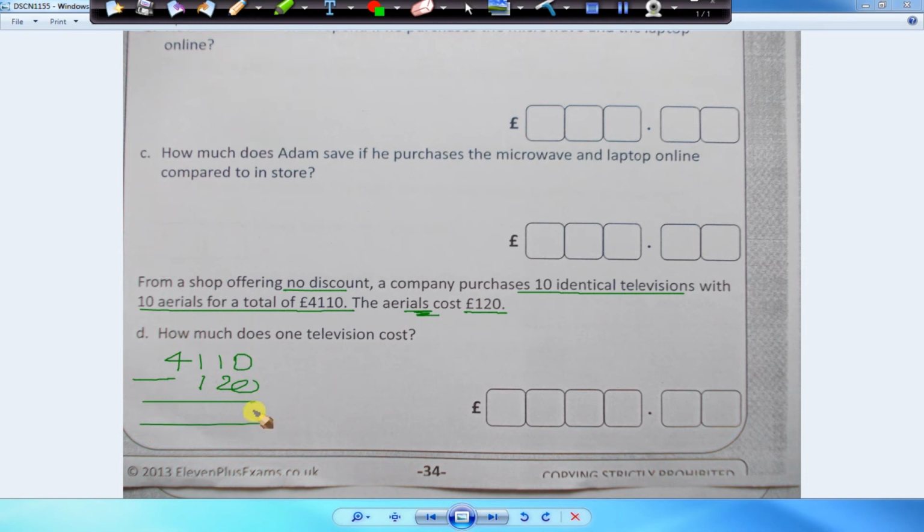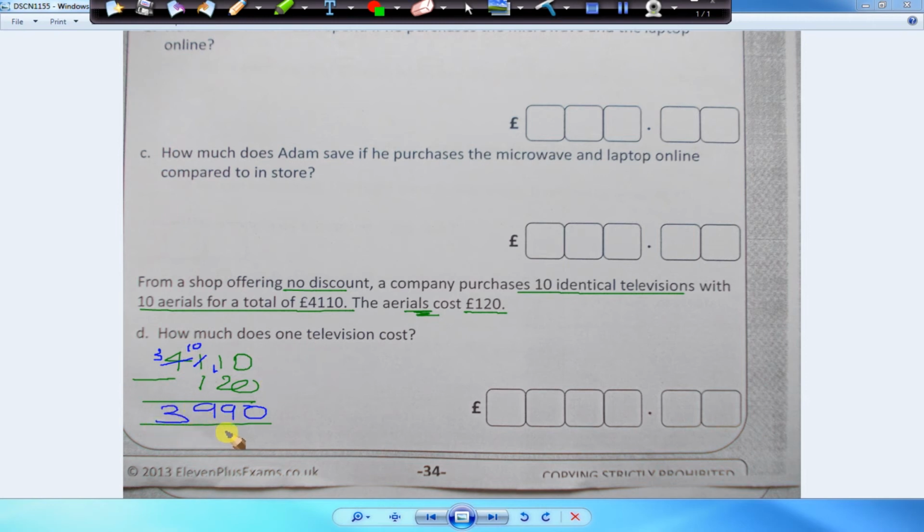Okay, 0 take away 0 will give us 0. 1 take away 2, we can't do it. So we borrow. That becomes 11. 11 take away 2 will give us 9. Excellent. 0 take away 1, we can't do that now. So we borrow again. So that becomes 9, 10, and that becomes 9. 9. So that becomes 3.